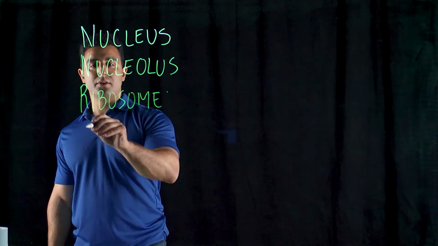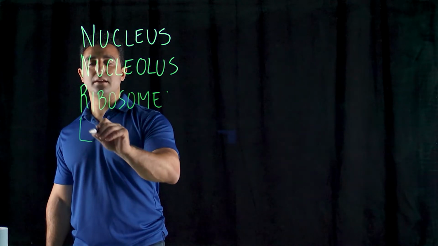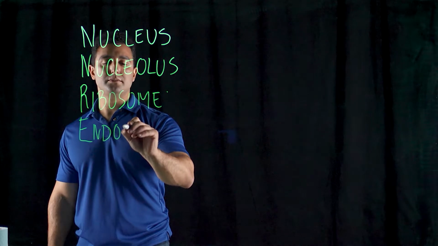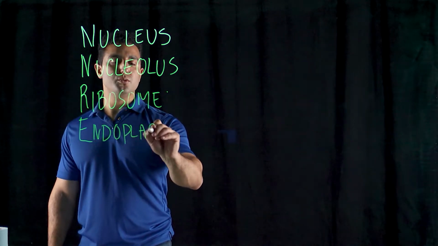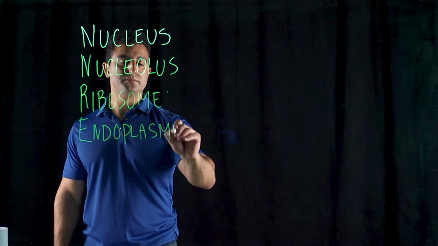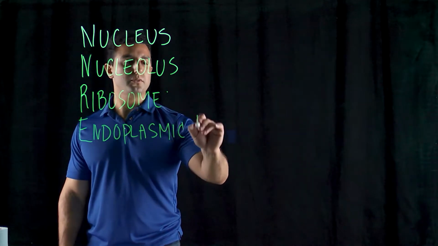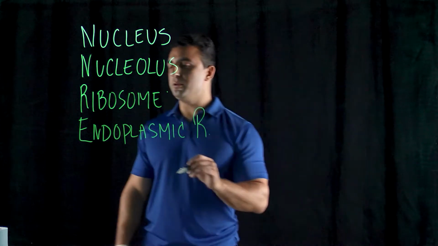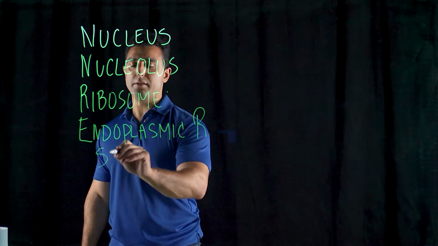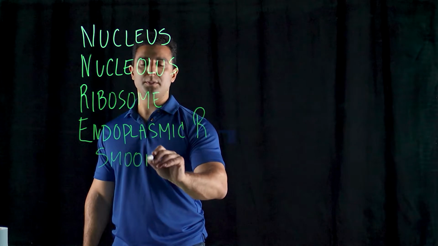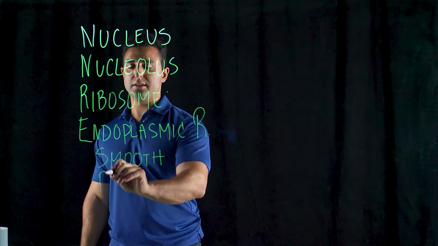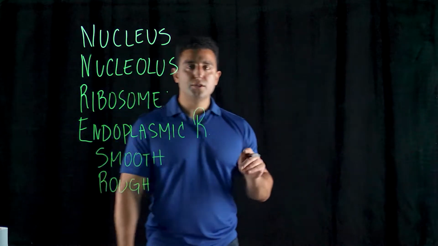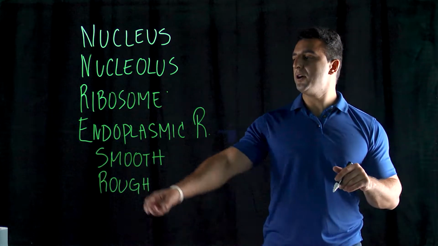Another structure is the endoplasmic reticulum. There are two different types, smooth and rough. I'll put an R here because I don't have enough space. So for the endoplasmic reticulum, you have smooth and you have rough. The difference between the two is function. The rough ER, those little bumps on the ER, those are ribosomes.